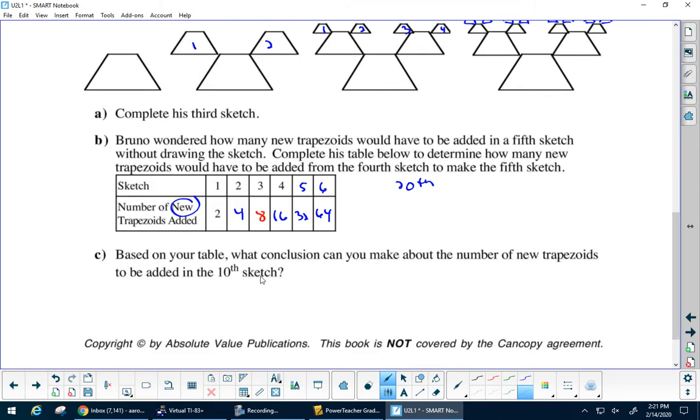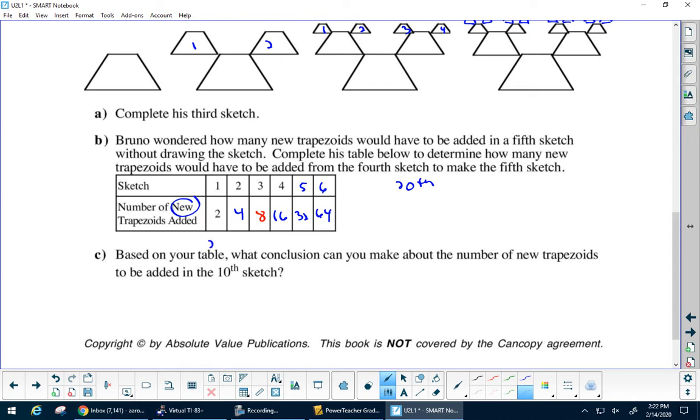What is a way you could use these numbers to get these numbers? Like, what can you do to 2 to get 4? Okay, so I'm going to show you a little trick.